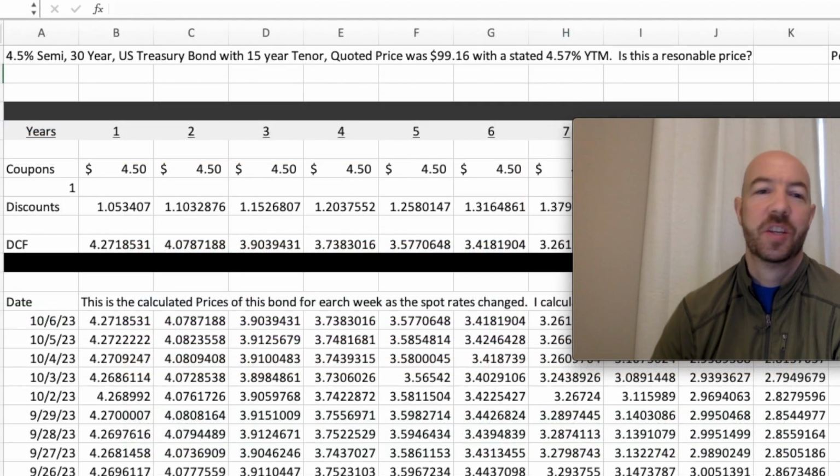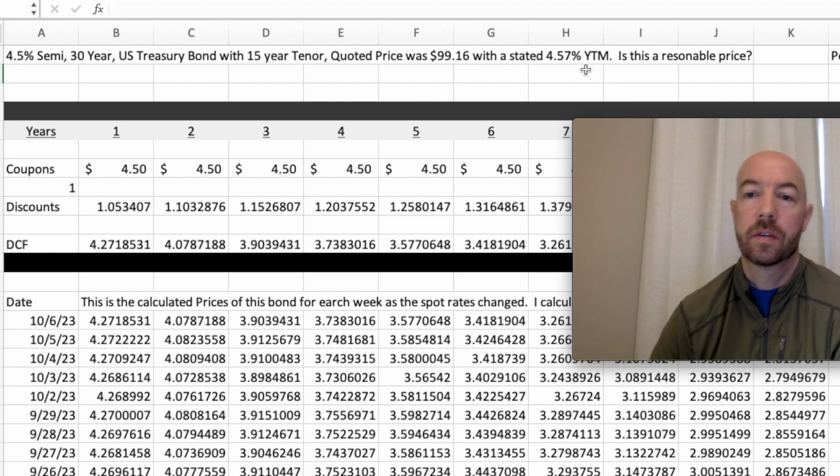Okay, so I'm going to jump into par rates next, but I just want to return to our question. My mom calls Edward Jones, like I said. It's quoted a 4.5% semi-annual 30-year U.S. Treasury bond with a 15-year tenor. Quoted price was $99.16 with a stated yield to maturity of 4.57. Is this a reasonable price to pay? We at least know now what the yield to maturity means mathematically. We have a good grasp on that.